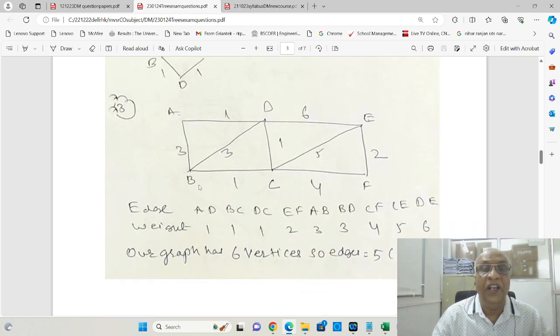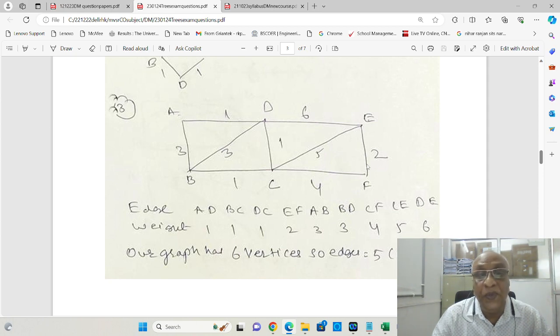and stop there itself. Here also, do we have any loops? No. Do we have any parallel edges? No. So prepare the edge table in the increasing order of their weights. As the number of vertices is 6, the number of edges will be 5. So you can go for AD, then BC, then DC, then EF.